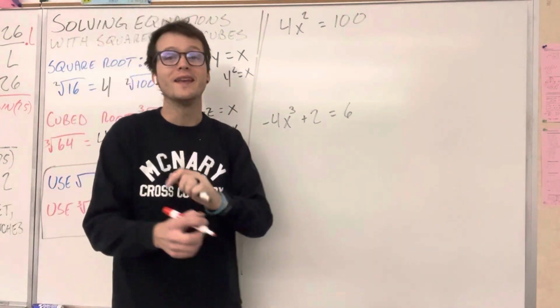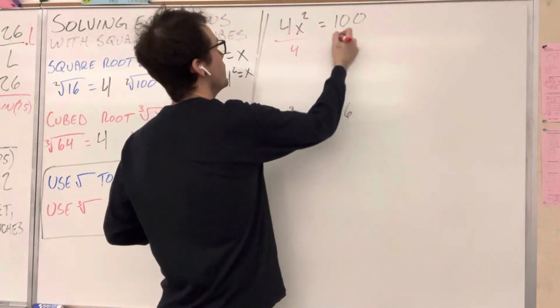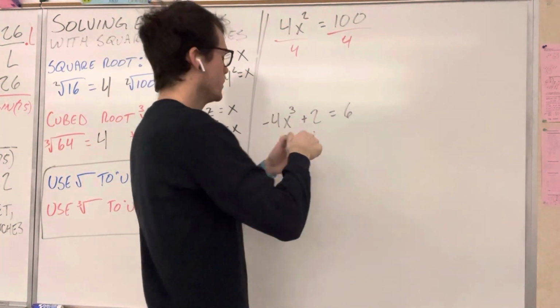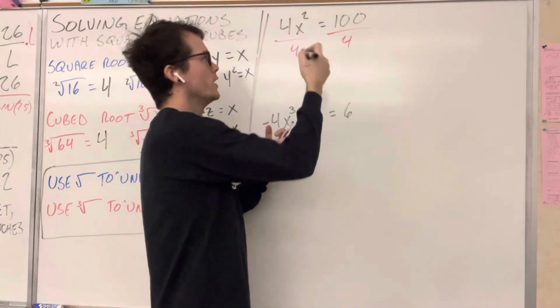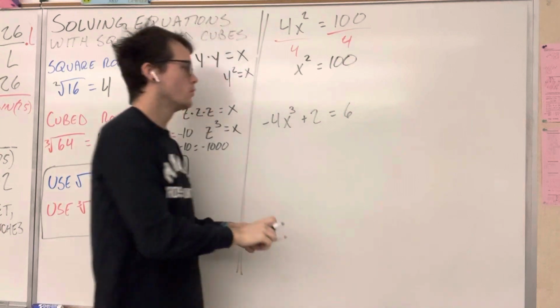So this first move, not new at all. I'm going to divide both sides by 4. You've been doing this for years. Divide by 4, divide by 4. And what we learned, we know 4 divided by 4 is 1. 1 times x squared is x squared. So x squared equals 100.